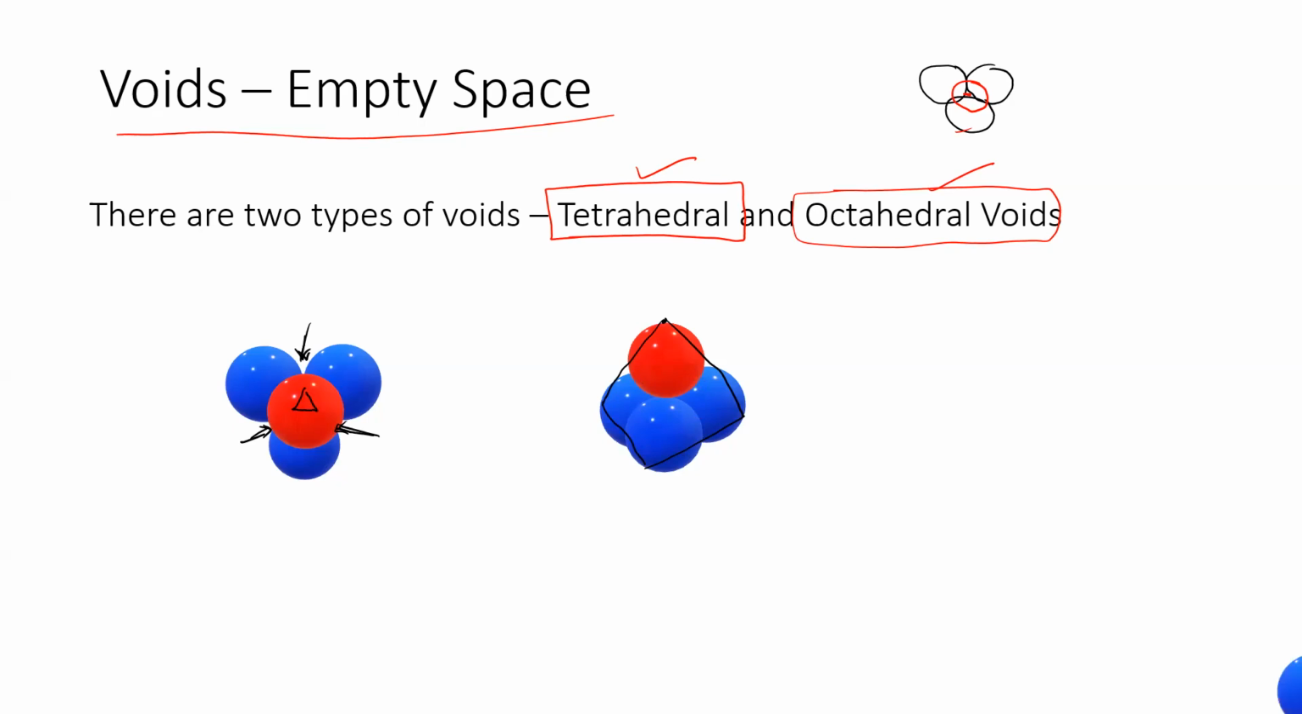Yes, sir. What about octahedral voids? There are 6 atoms. They are arranged like this. Why are there 6 atoms, but it is called octahedral?